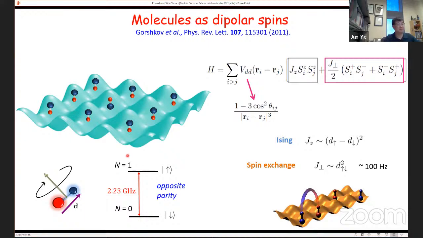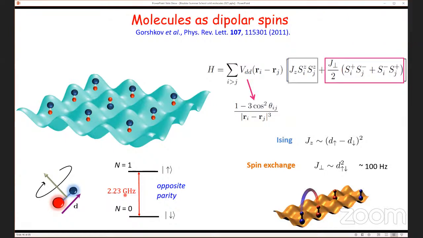You can, of course, say there are many other rotational states that are available, but you can prepare their spin by microwave addressing. You can use this particular microwave photon, 2.23 gigahertz, to prepare a coherent superposition only between 0 and 1. Therefore, you give yourself a two-level system, and that's pseudo spin half.